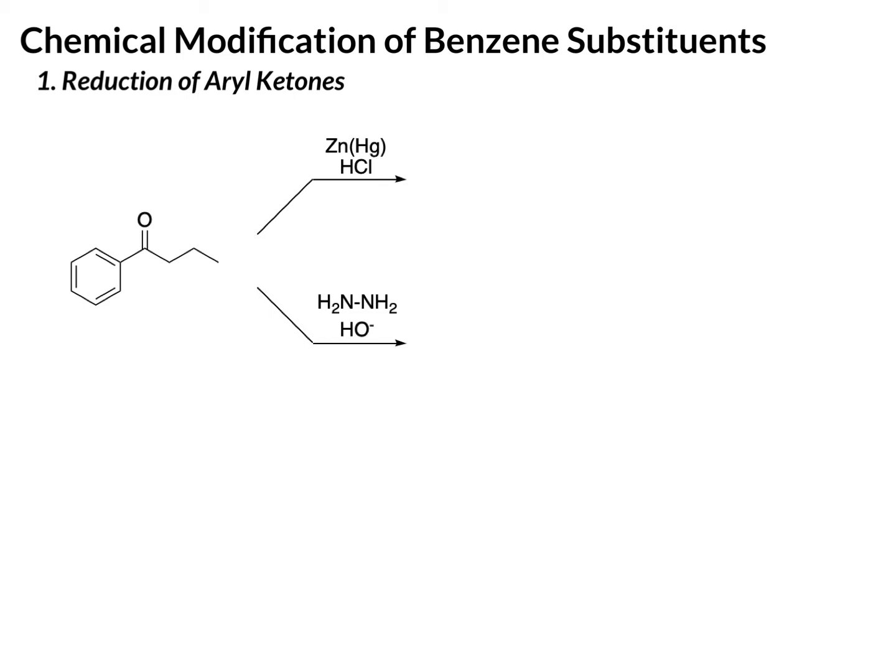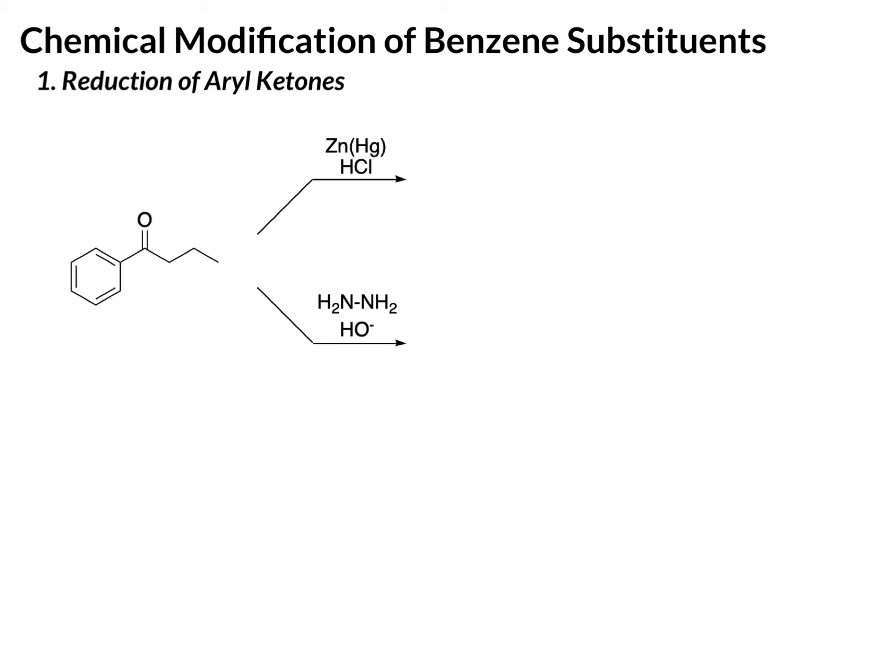So what we're going to do next is look at some different chemical modifications to benzene substituents. So what that means is if we use one of those electrophilic aromatic substitution reactions to get something on the ring, like we have here, this would have been made from a Friedel-Crafts acylation. So once we have something on the ring, what can we do to transform that something into something else? The first reaction we're going to look at is a reduction reaction.